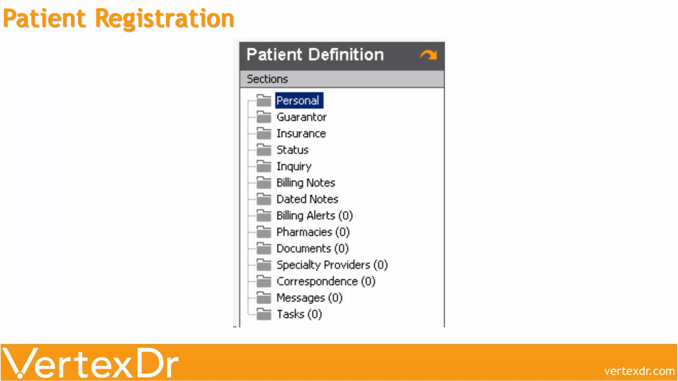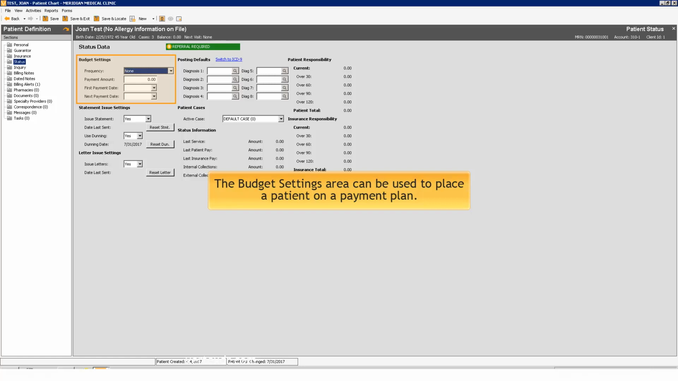Fully registering a patient requires entering pertinent information in several sections of patient demographics. In this tutorial, we'll take a look at the Status section. The Status section provides a bird's-eye view of the account. The Budget Settings area can be used to place a patient on a payment plan. Select the payment frequency, enter the designated amount for each payment, and set the date the first payment is due. Based on the selected frequency, the due date for the following payment will calculate automatically.